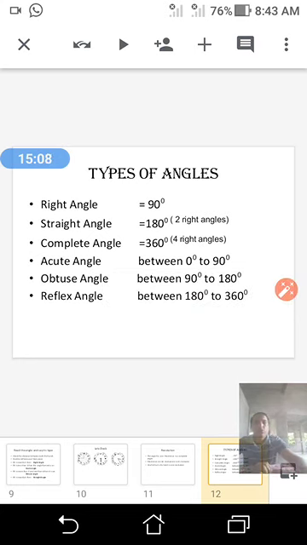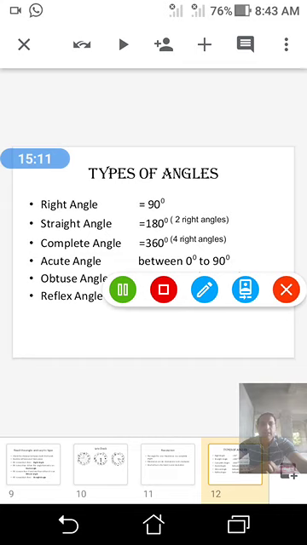So this concludes today's topic. We will proceed with triangles and polygons in the next class.